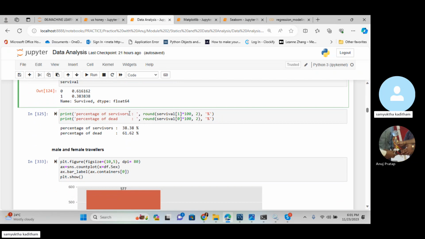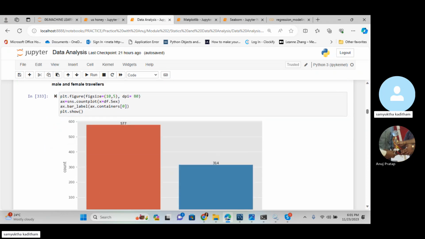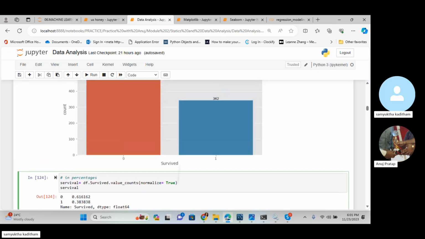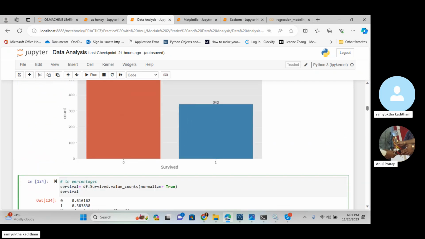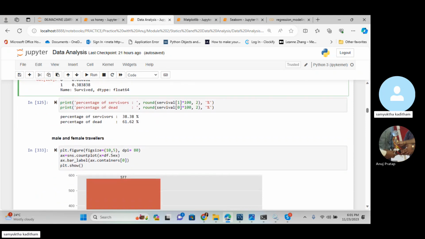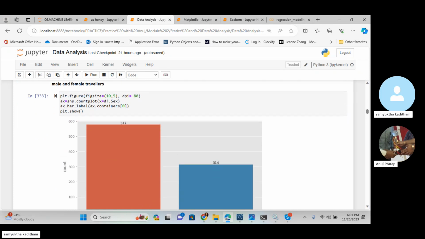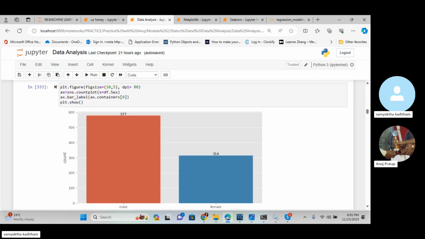Then we print the percentage of people survived and percentage of people dead here. Then male and female travelers. This part is for genders. So the survived column is over. Now we are checking the gender column. In the gender column, we just check how many females and how many males. Same as before, same thing with gender.